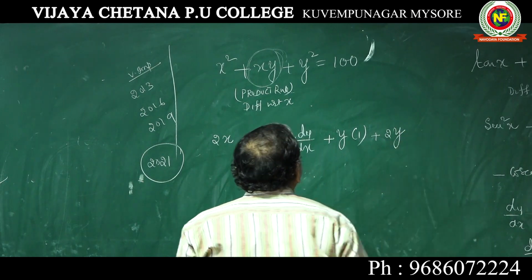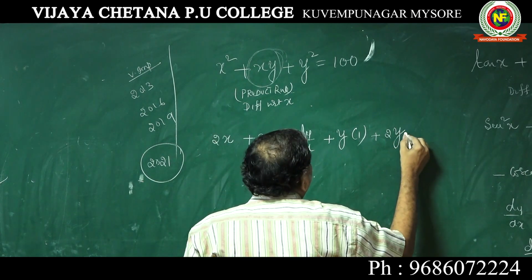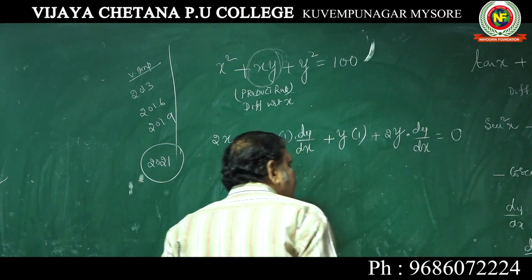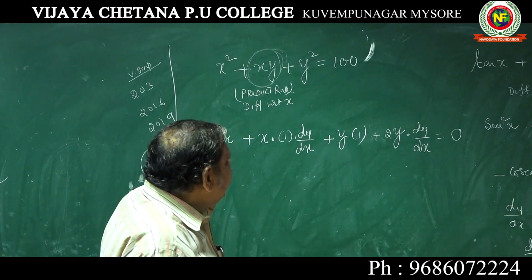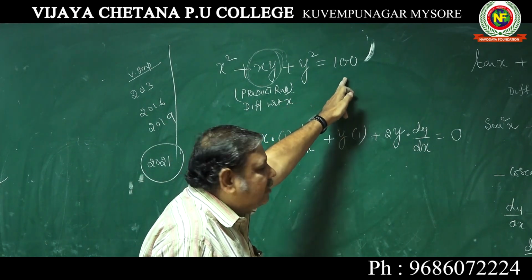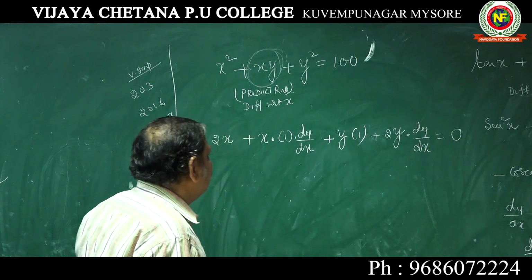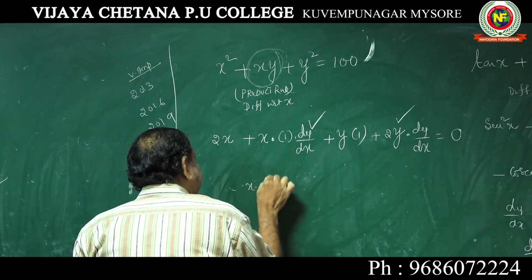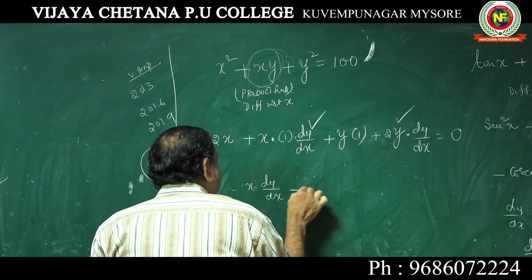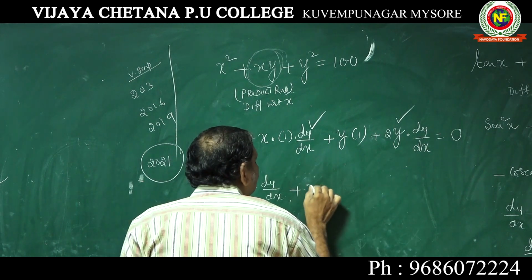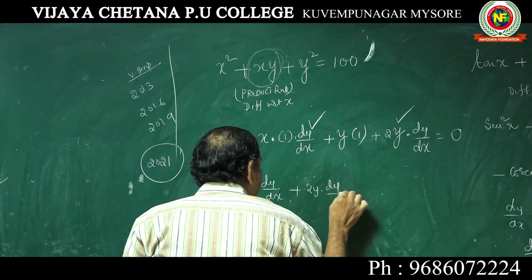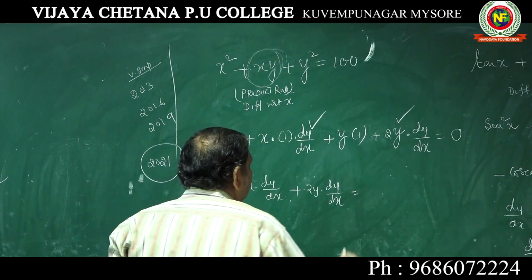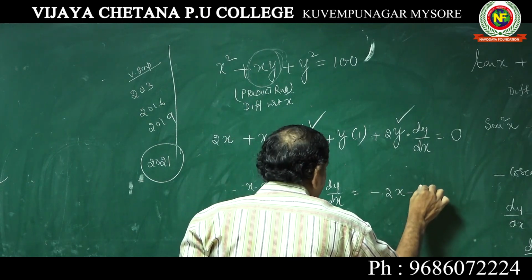2y. y square differentiation is 2y into dy by dx, and on the right side what should we write? 0, because d by dx of a constant, even if it is 1000 or lakh, whatever it is, the differentiation is 0. Now group these two, that is x dy by dx plus 2y dy by dx, containing dy by dx on one side, and this one on the other side, minus 2x minus y.